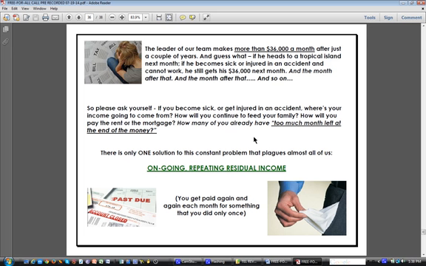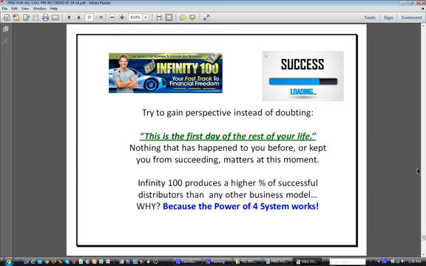How many of you already have the proverbial too much month left at the end of the money? There's only one solution to this constant problem that plagues almost all of us. And again, one last time, it's ongoing, repeating, residual income. It's not trading time for money, it's leveraging your time so that you get paid again and again each month for something that you did only once. So try to gain perspective instead of doubting. This is truly the first day of the rest of your life. Nothing that has happened to you before or kept you from succeeding matters at this moment.